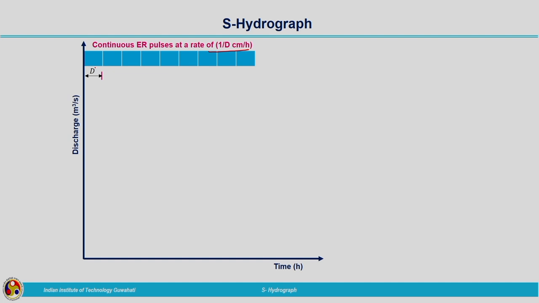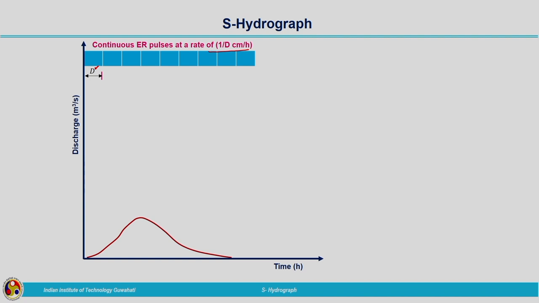This is the duration of an individual pulse, which will produce a unit hydrograph. In a similar way, the next D hours of effective rainfall will produce a unit hydrograph after a lag of D hours. So this is the first unit hydrograph.